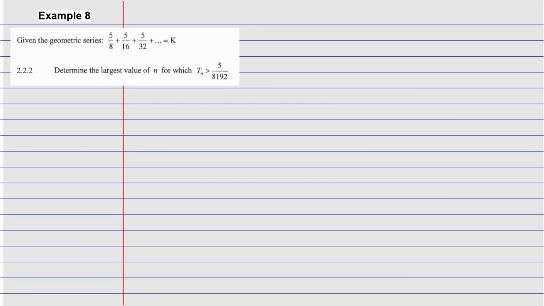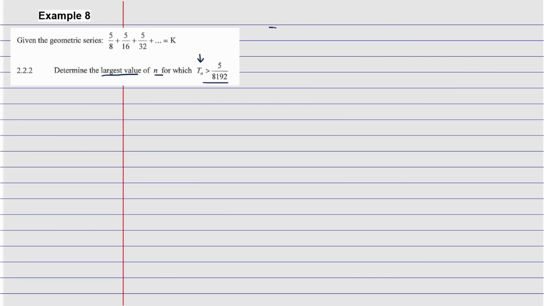So now let's do example 8, right? It says given that the geometric series is 5 over 8, 5 over 16, and 5 over 32, up to k, right? And here it says determine the largest value of n for which this situation is happening, right? So here, what do we need? To solve for n, we need to find Tn, right?